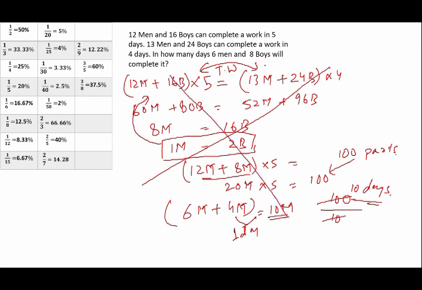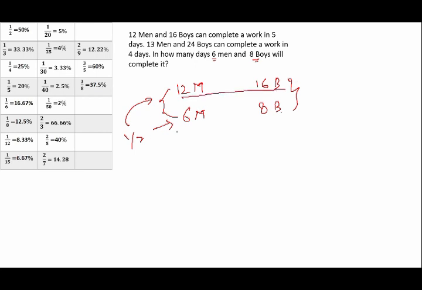Now let's check our competition safari method. You have 12 men, 16 boys. You have to find for 6 men and 8 boys. I think you are genius enough to find the relation between these two. Well, this value is half of this value. So if I have reduced the workforce by half, I have reduced their efficiencies as well. And since I have reduced their efficiency, it will take them more time, which means they will take twice as much time to complete the same work.